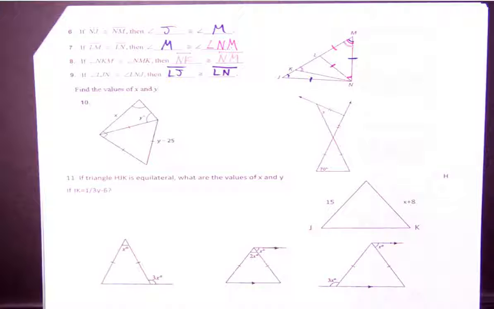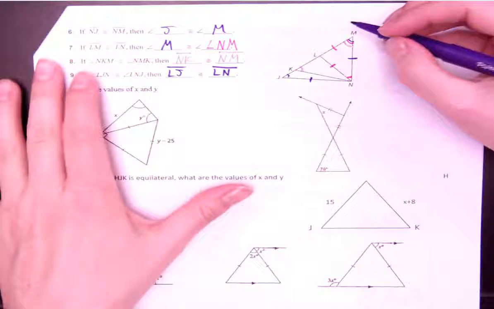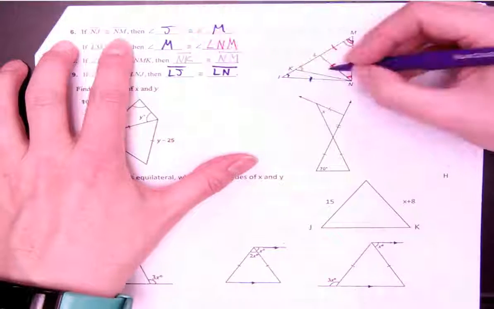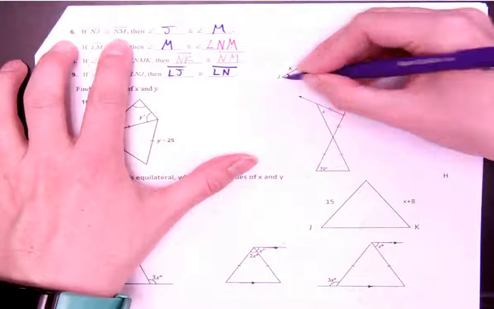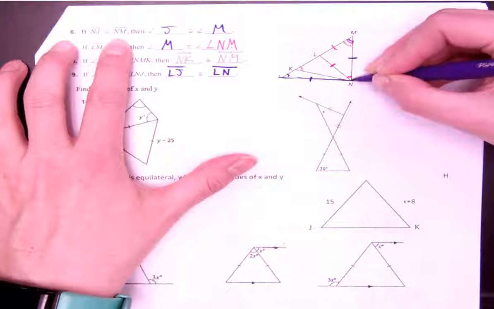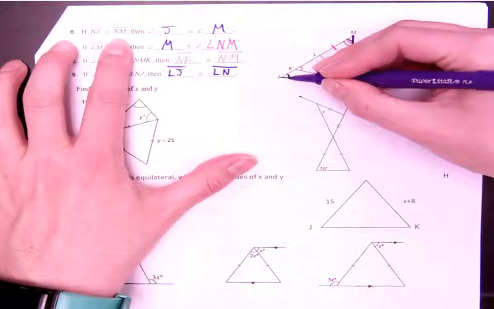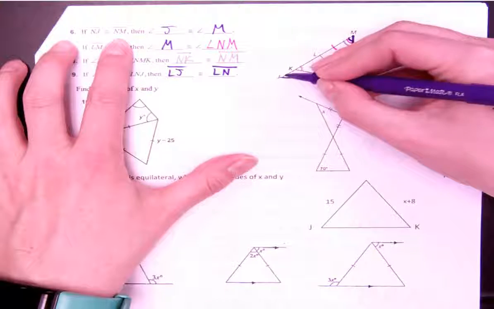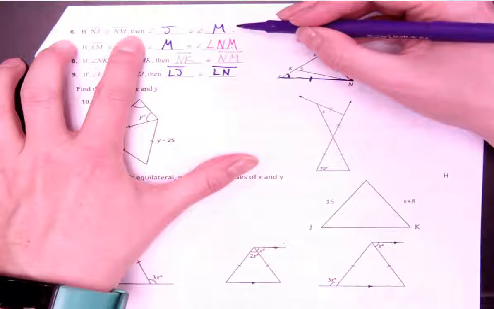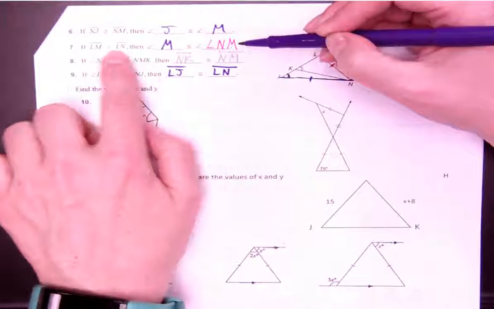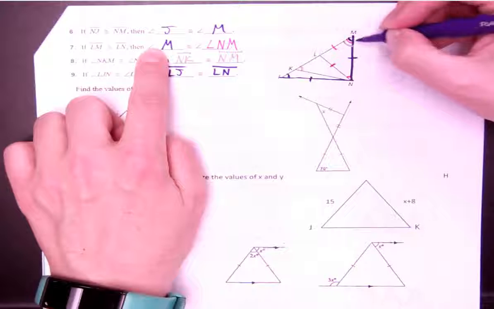So you guys look up here, especially if you're not quite understanding it. Each of these, we're looking at what they have marked for us, so NJ and NM. And I can look at it here. NJ was this side, NM was this side. And then I know that the two base angles are going to be the same. So then I know angle J and angle M are the same. And then same thing for here. I look at the sides they give me and then I figure out which are those base angles.